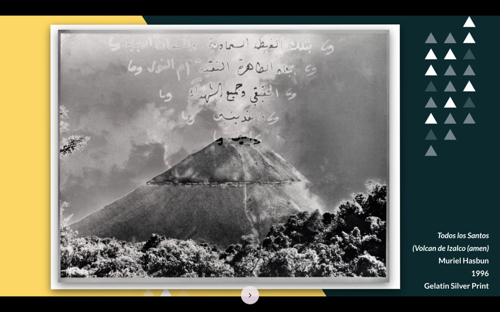In the next work, El Salvadorian artist and photographer Muriel Hasbun tells a story of the difficulties and prejudices both her maternal and paternal relatives encountered when immigrating to El Salvador. Her great-grandfather fled Bethlehem in order to avoid serving in the Ottoman army, and on her mother's side, her mother and grandparents fled Poland to France to avoid the persecution of the Jewish people during the Holocaust.